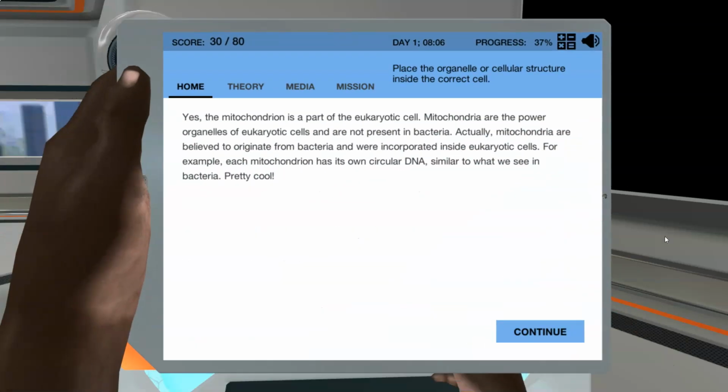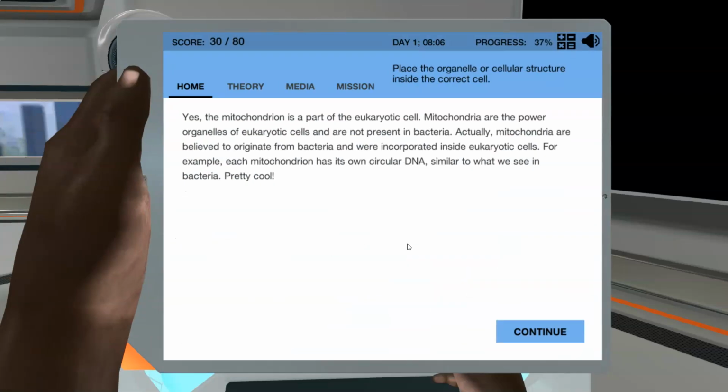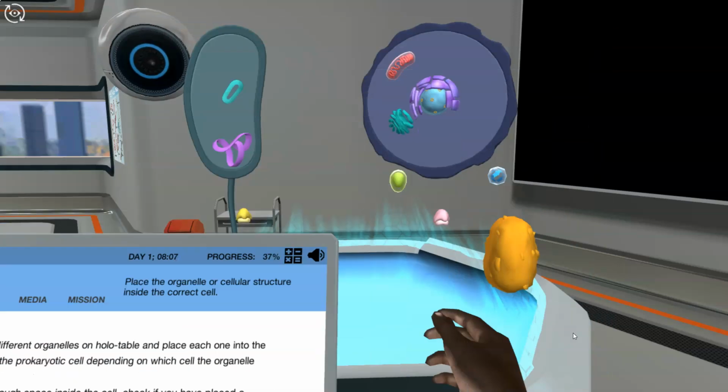Yes, the mitochondrion is a part of the eukaryotic cell. Mitochondria are the power organelles of eukaryotic cells and are not present in bacteria. Actually, mitochondria are believed to originate from bacteria and were incorporated inside eukaryotic cells. For example, each mitochondrion has its own circular DNA, similar to what we see in bacteria. Pretty cool.